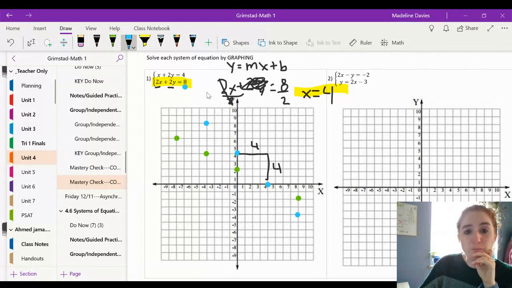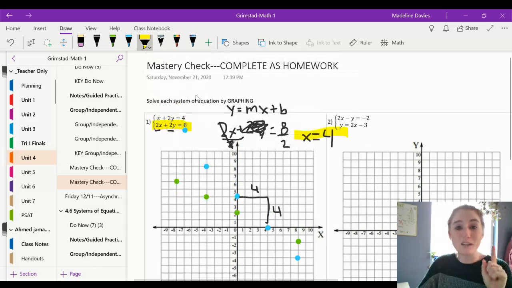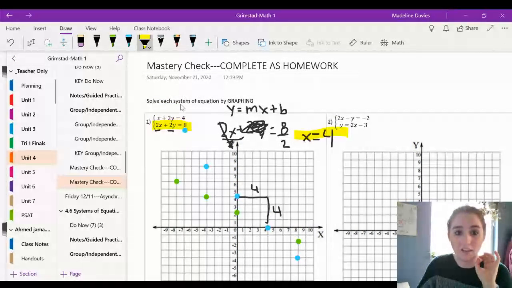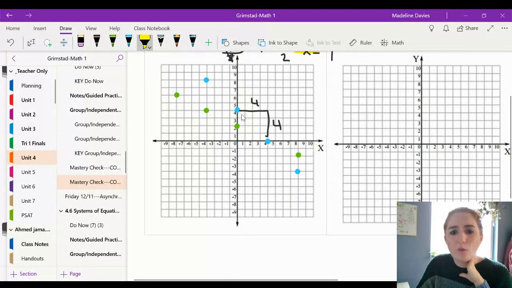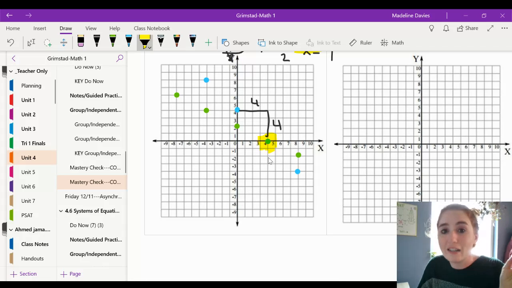So now we've graphed both of those. But remember, and this is the thing I want you guys to pay attention to on your tests, think about what the question is asking. So in this one, it says solve each system of equations by graphing. So I've graphed it, but what is my solution? Well, when we graphed it, we saw that the two graphs intersected here, the point of intersection, if you will. So I need to figure out what that point is.